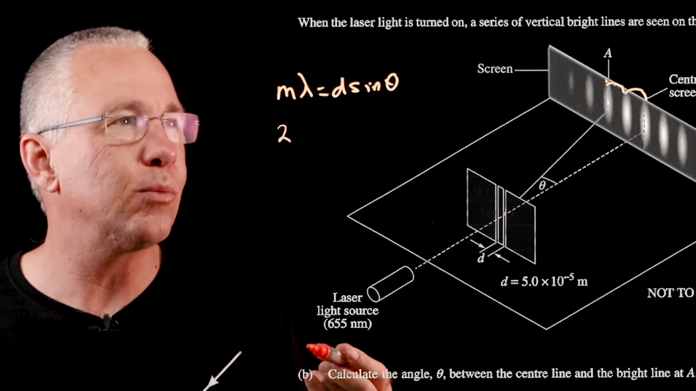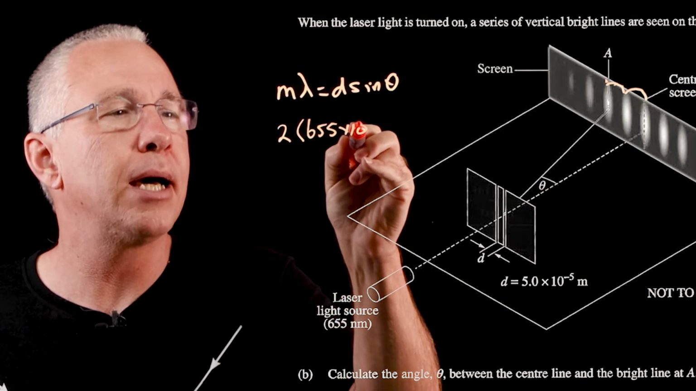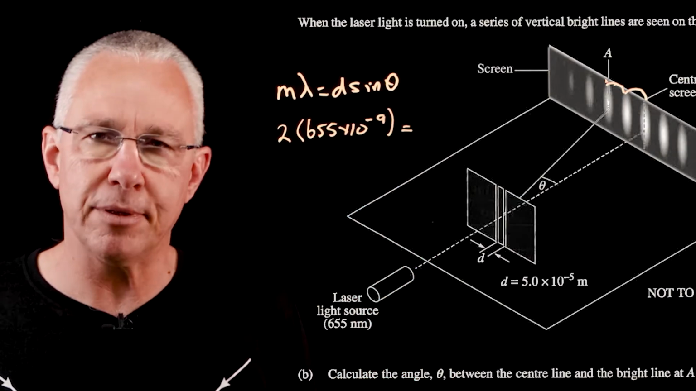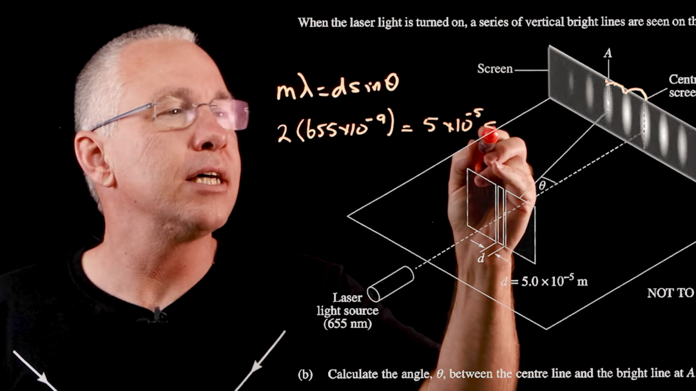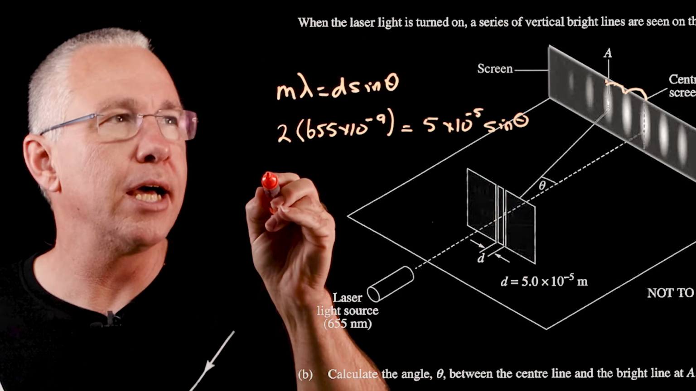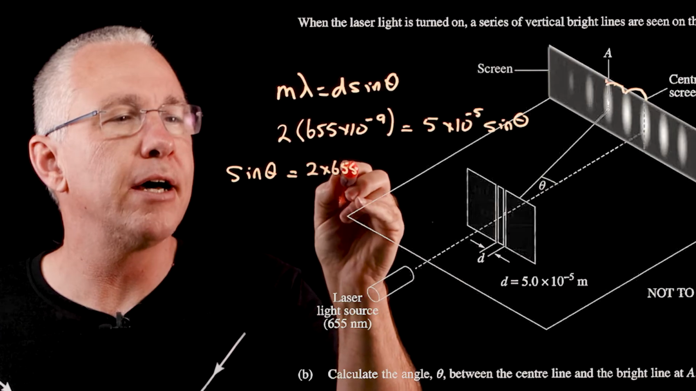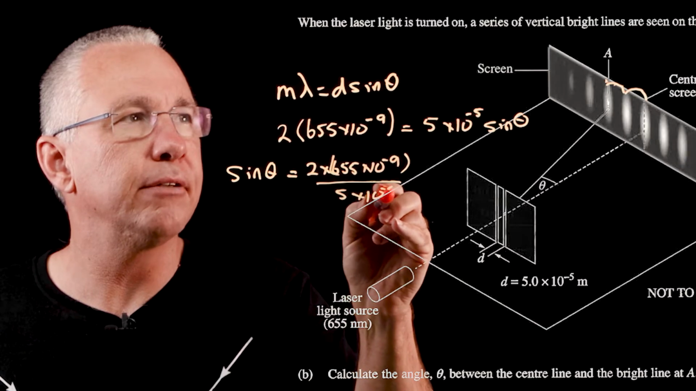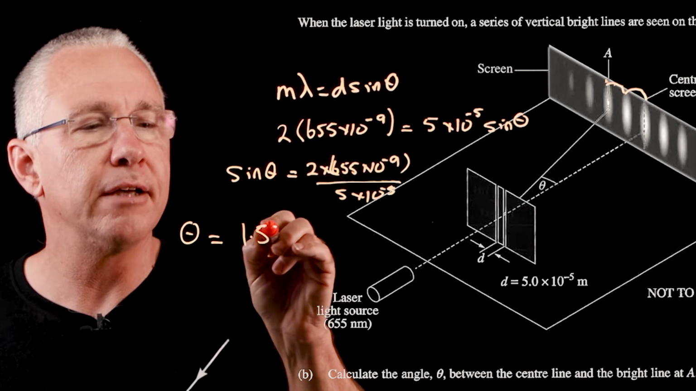Now we are given the wavelength. The wavelength is 655 nanometers. So we multiply that by 655 by 10 to the power of -9, which is our nanometers. Now our slit separation is 5 by 10 to the -5. And of course, we're after sine theta, and by association we can work out theta. So sine theta equals 2 by 655 by 10 to the power of -9 all over 5 by 10 to the power of -5. Now that means our answer for theta, and I'll do the quick calculation, is 1.5 degrees.